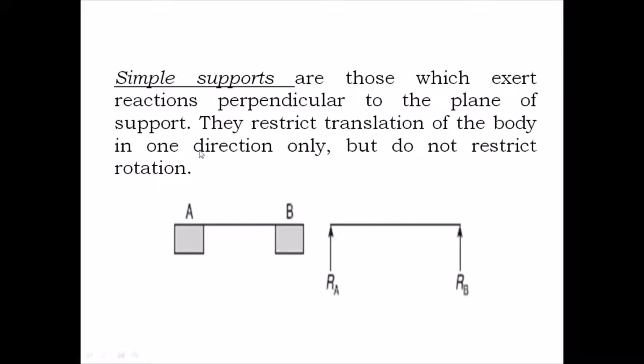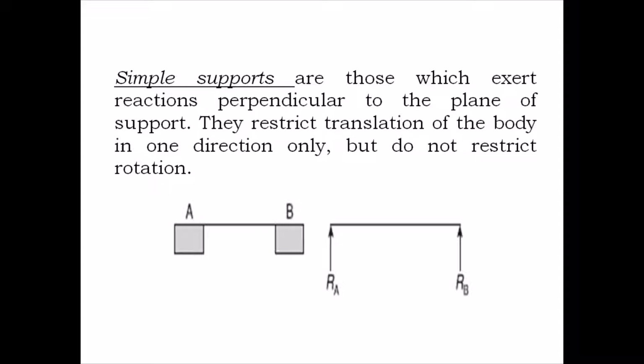Now, in the second sentence, what they say is they restrict translation of body in one direction only. The translation of body, in the sense movement of body or deformation of body. It will not allow the beam to come down, so it will restrict the beam from coming down. That is only in one direction, but it will not restrict the rotation. Rotation, in the sense, sometimes due to application of load, there might be rotation of this beam, which will not be taken care of by these simple supports.